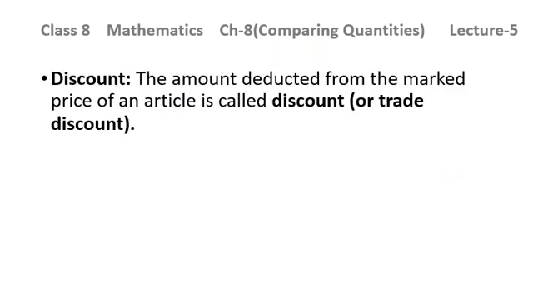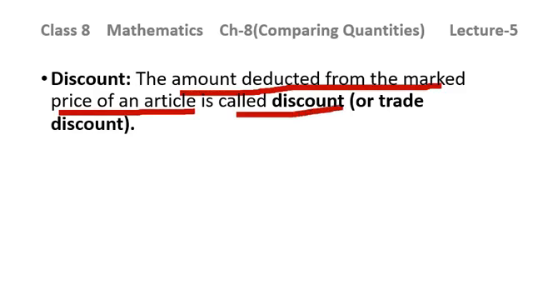Then, how can we define discount? That was an idea that discount is basically a reduction in the price. And how can we define it? The amount deducted from the marked price of an article is called discount. Obviously, whenever you purchase an article, the discount is always given on the price which is mentioned on the tag, or the marked price. So this is how we can define discount: the amount deducted from the marked price of an article is called discount, or it can be called trade discount.